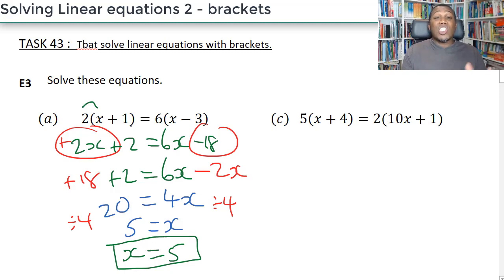And we can check. We still do the check. You still got to do the check. 5 plus 1 is 6. 6 2s are 12. 5 take away 3 is 2. 6 2s are 12. Yes, we have it.